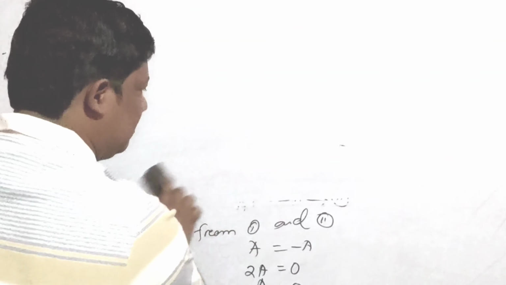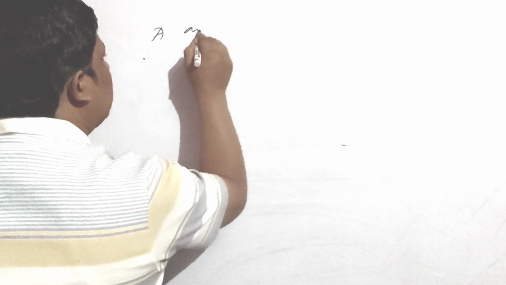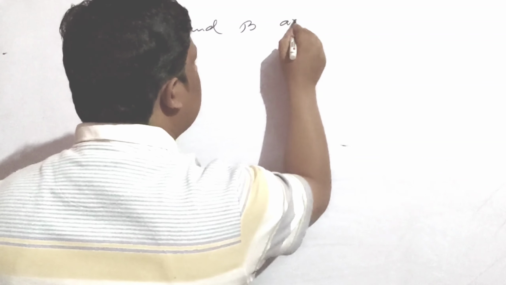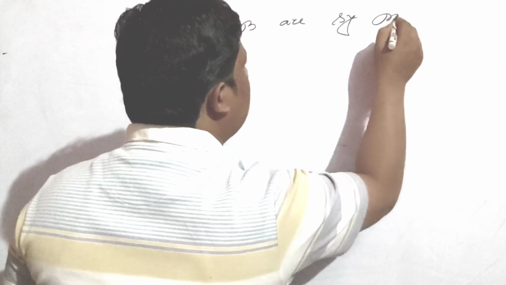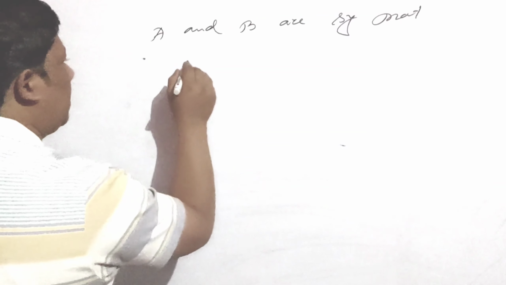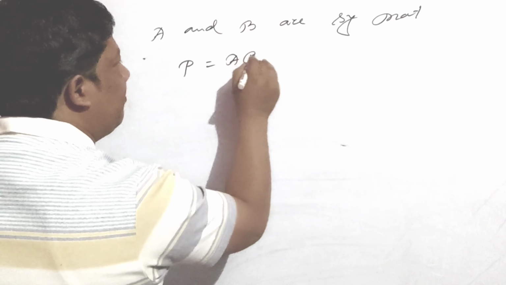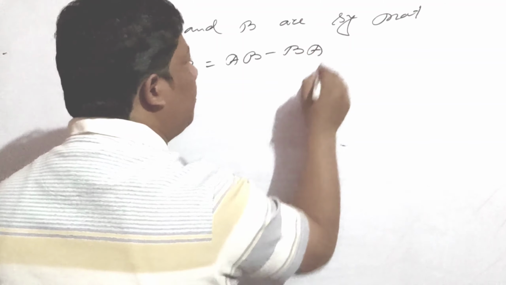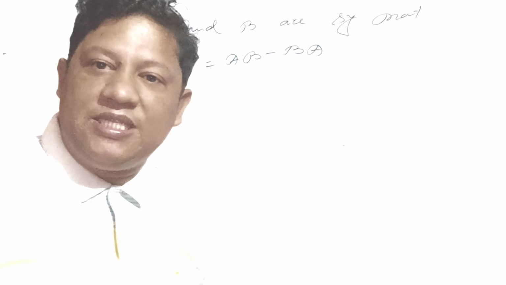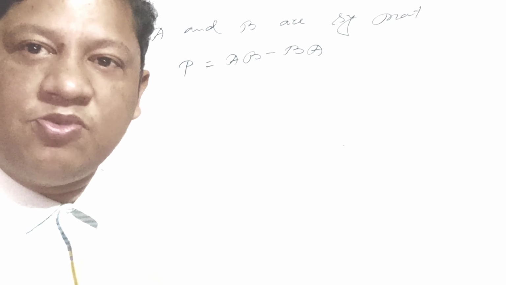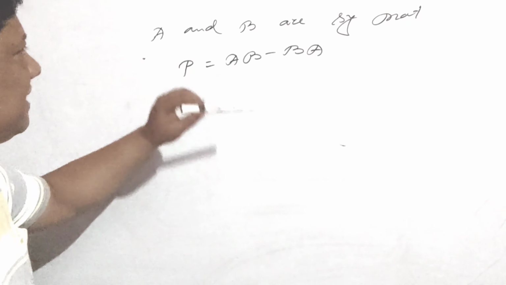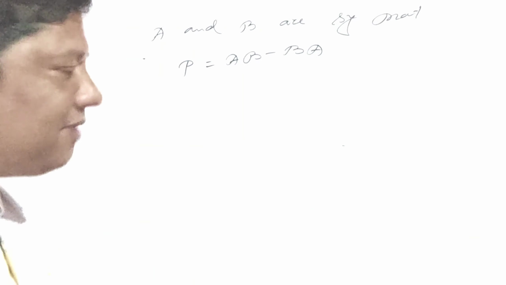So I think you understood. What I am going to discuss next is a question. There are so many results you have to prove. Suppose the question is given that A and B are symmetric matrices. You have to prove that P equals AB minus BA. What type of matrix is AB minus BA? That means is AB minus BA symmetric or skew symmetric? You have to prove. So my students, in this case, it is given that A and B are symmetric matrices.